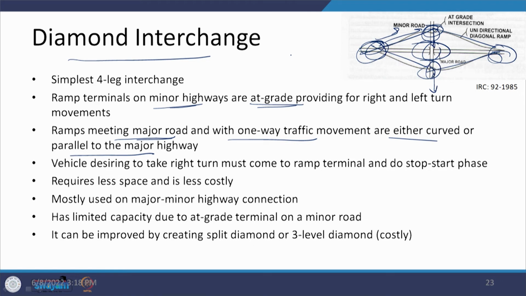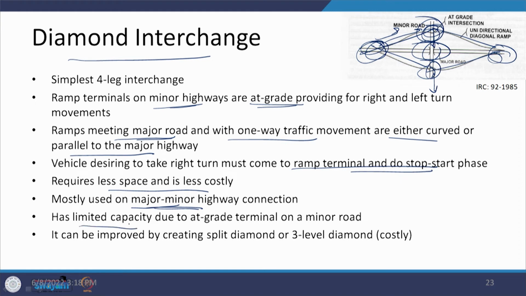Vehicles desiring to take a right turn must come to the ramp terminal and do a stop start phase. So, this is what I said, that when they come to this location they have to stop first of all and then see the possibility of getting into the main traffic and then take a right turn. This requires less space and is less costly because not many grade separating conditions are there. It is mostly used in a major minor connectivity.